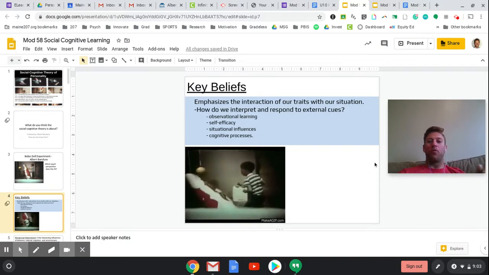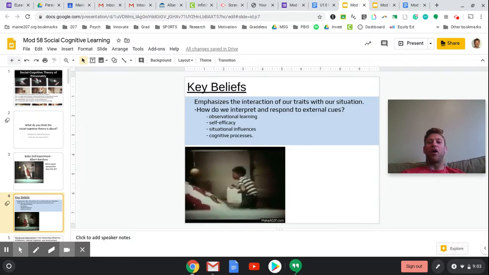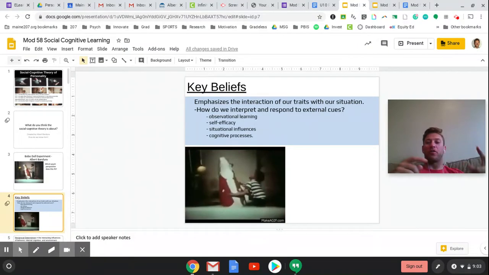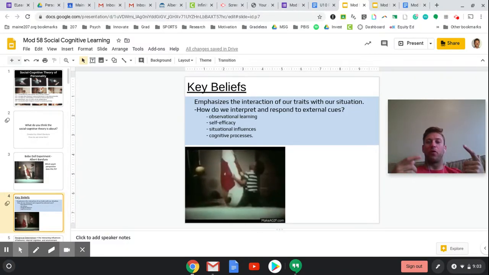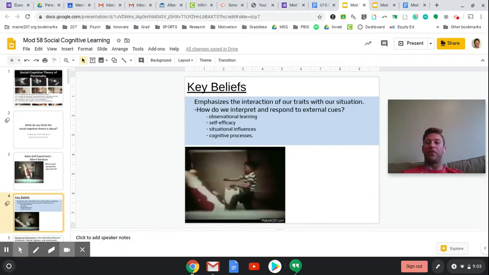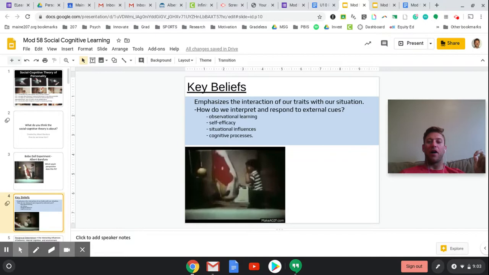This idea, the social cognitive theory of our personality, emphasizes that our traits interact with our situation. So this is what the trait theorists are missing. There's observational learning, where we learn from what we see; self-efficacy, how much we believe in ourselves; how the situation influences us; and also our thinking and how that plays a role.